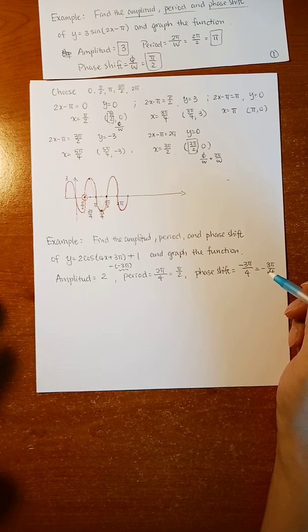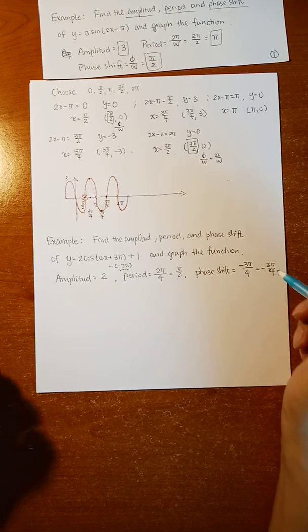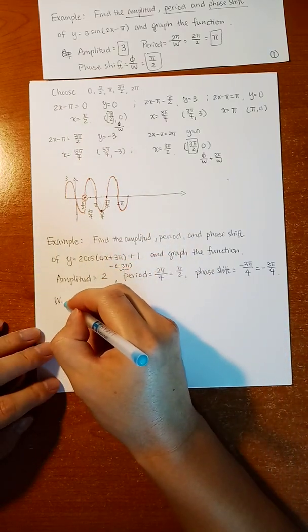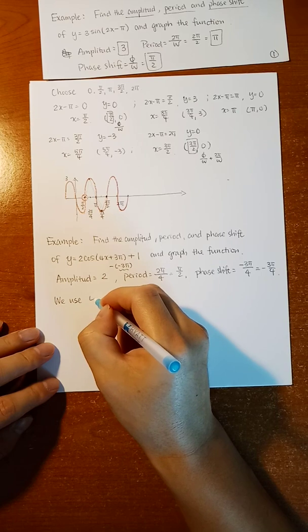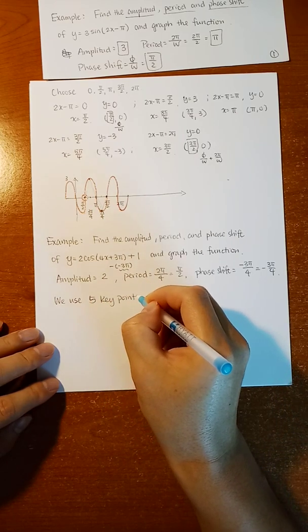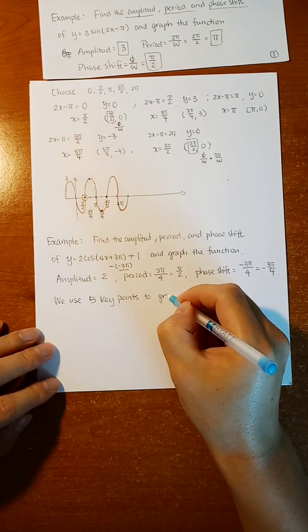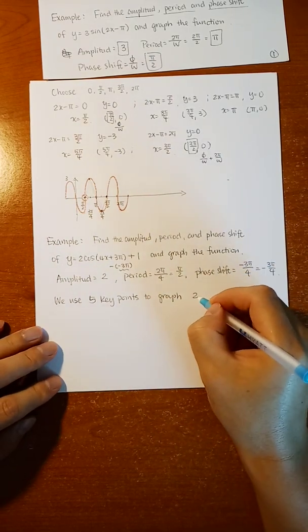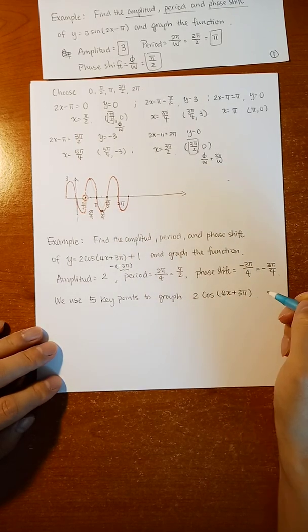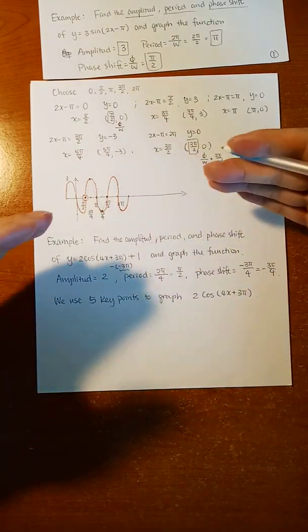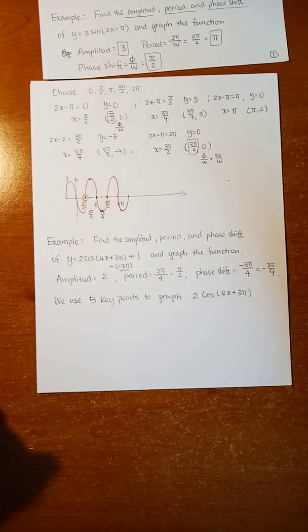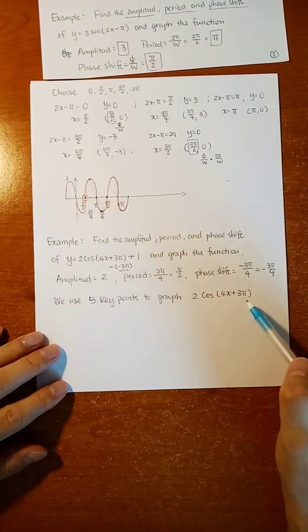Now let's try to use 5 key points to graph the function 2 cosine 4x plus 3 pi. Once we get this graph, we lift it 1 unit. Plus 1 means we're going to shift it vertically up 1 unit. But this is an essential graph.